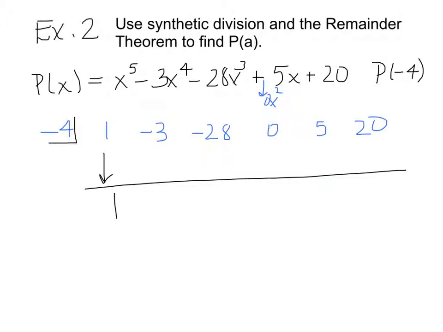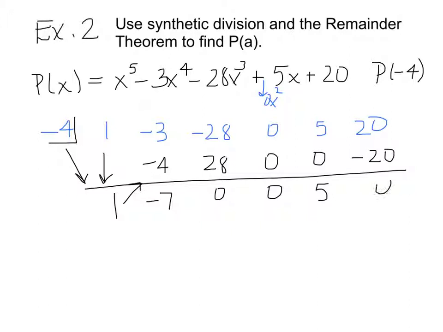All right, bring your first coefficient down. -4 times 1 is -4. Then you add going down. -4 times -7 is 28. And then you add going down. -4 times 0 is 0. Then you add going down. -4 times 0 is 0. And then you add going down. -4 times 5 is -20. And you add going down. So your answer would be P of -4 equals 0, because that's your remainder.